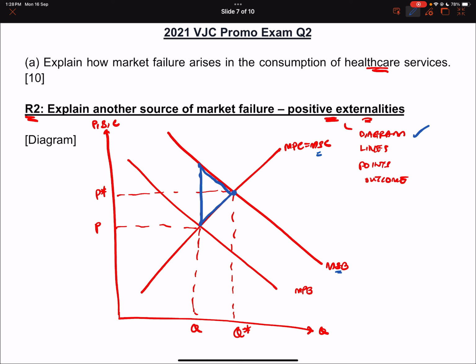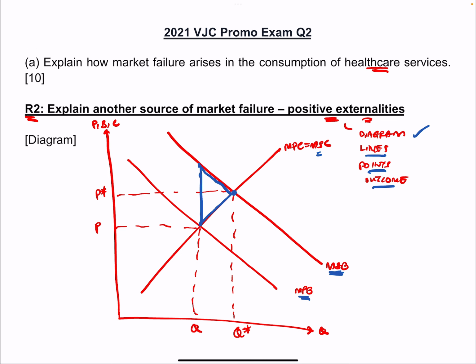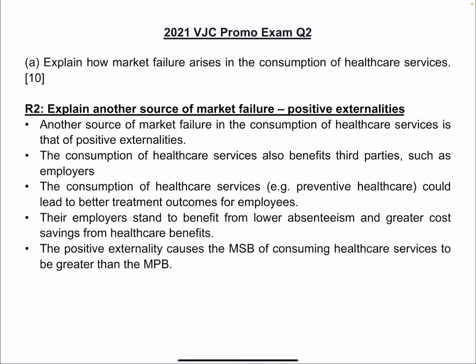So then now let's go into lines, points, outcome. So the first one is the lines. You've got to describe to me, hey, how come MSB is more than MPB? Why do the lines deviate? Right? So lines deviate because of something called positive externalities, right? And which means that it benefits third parties. Okay, so the third party here, I'm going to say that their employers benefit because they don't fall sick that often, so then they save on their healthcare benefits.